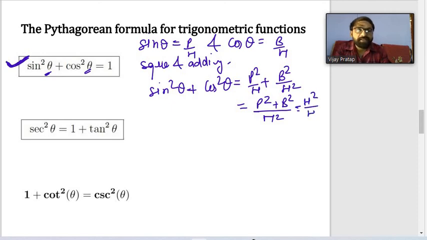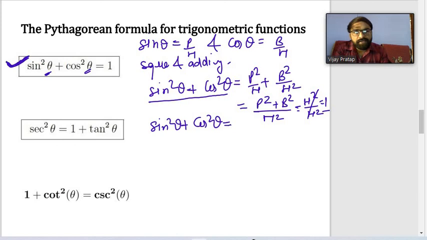Then h square upon h square cancel, this will be 1. Then we can say that sine square theta plus cos square theta equal to 1. We get the formula sine square theta plus cos square theta equal to 1. Okay, this is the first trigonometric identity.